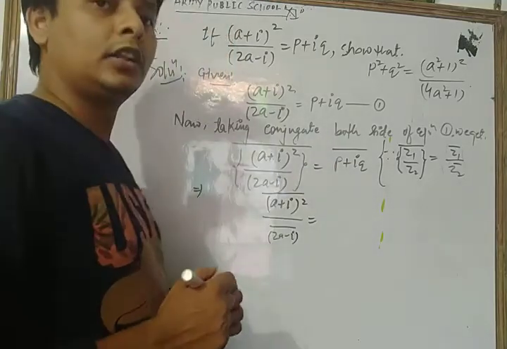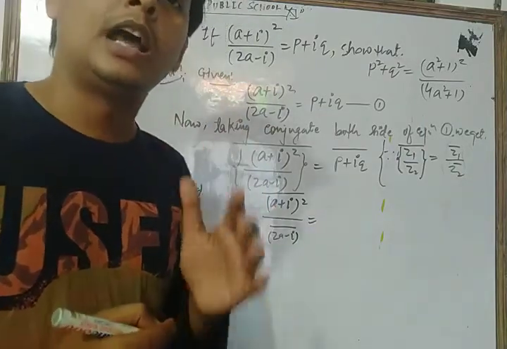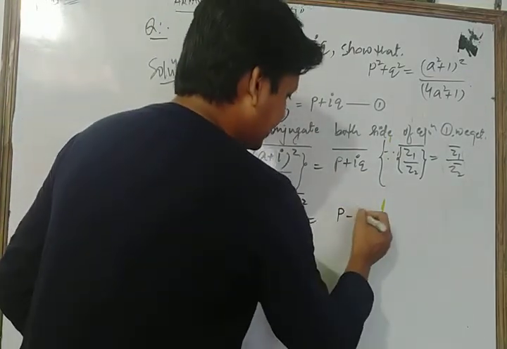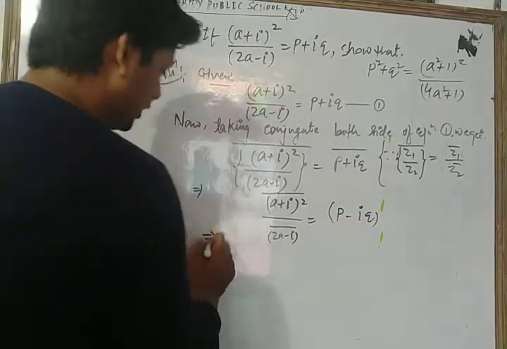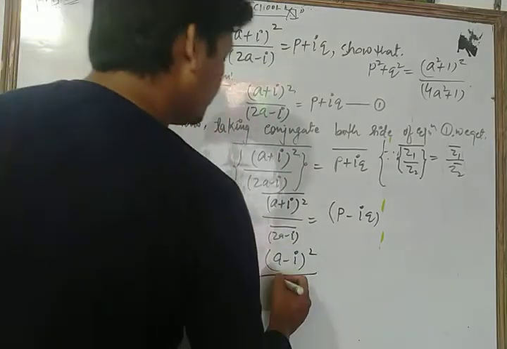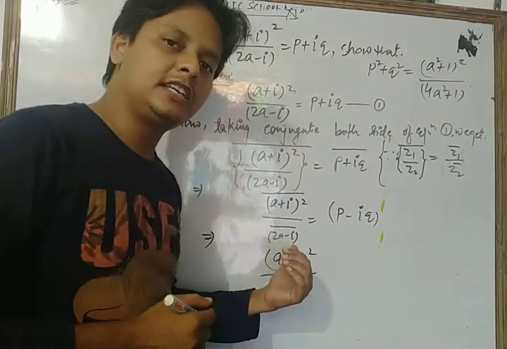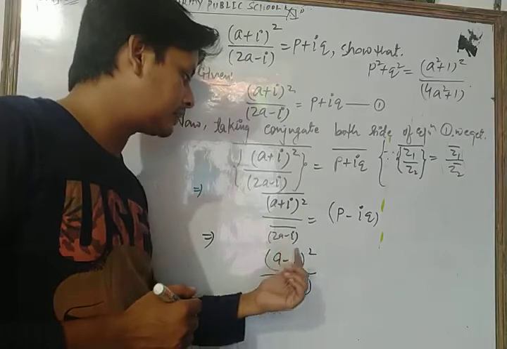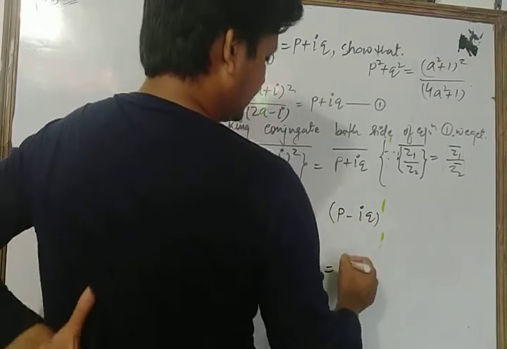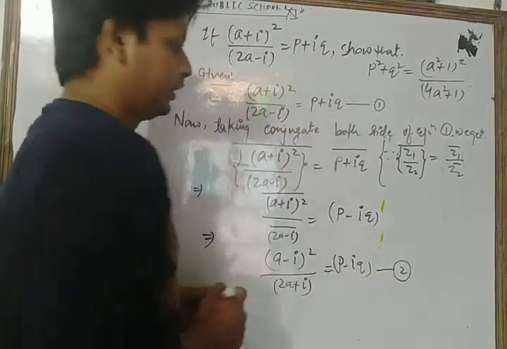You know that to get the conjugate of any complex number, we just replace i by −i. So on the right side we can write p − iq. Similarly, on the left side we can write (a − i)² / (2a + i), because we just replace i by −i. Here we write p − iq as it is. Take this as equation number 2.